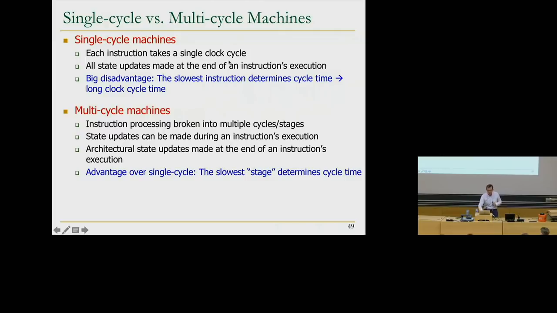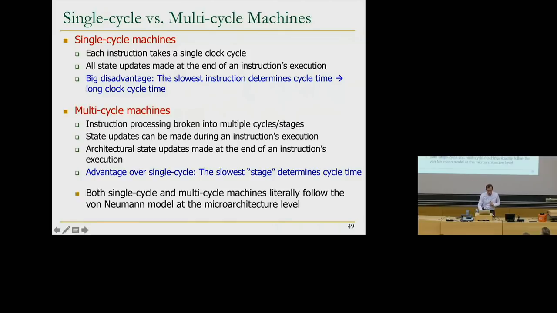Of course, you have control over how fast you can implement an instruction, but you're limited because a division still is a division. It may take a long time. Whereas here, you can chop things into smaller stages, and each stage may be really fast, with little combinational logic. You may have a lot of stages. Both single cycle and multi-cycle machines follow the von Neumann model at the microarchitecture level. Basically, it's sequential. They don't move to the next instruction before they finish the previous one.